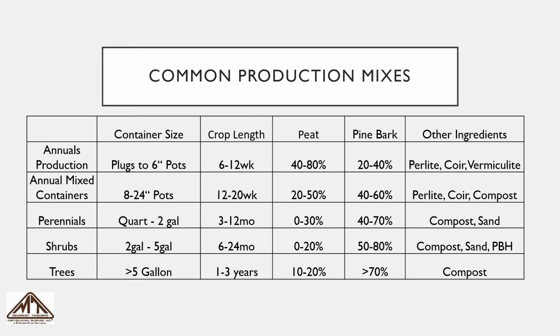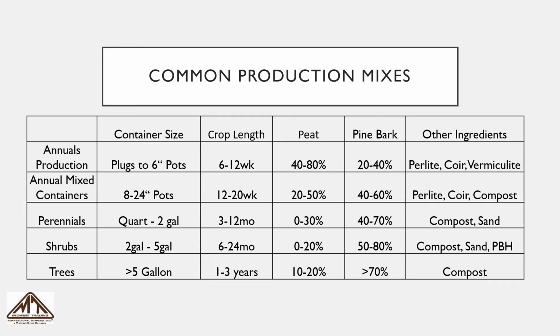Some common products, what we see certainly in the Midwest, we're based out of Chicago. Again, as you go from smaller containers and shorter crop times up into larger containers and longer crop times, your mixes are going to start to change. Most annual production, going from plugs to about 6-inch pots, is heavy on the peat, so a lot of times some bark component in there, and perlite, coir, vermiculite, those kinds of common ingredients. As you go further up in the scale, you're going to be using more bark, less peat, maybe throwing in some compost and sand.